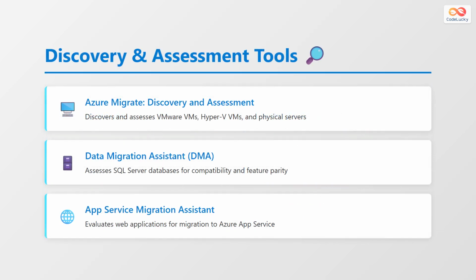Azure Migrate offers 3 primary discovery and assessment tools. Azure Migrate Discovery and Assessment discovers and assesses VMware virtual machines, Hyper-V virtual machines, and physical servers in your environment. The Data Migration Assistant, or DMA, evaluates your SQL Server databases for compatibility issues and feature parity with Azure SQL offerings. The App Service Migration Assistant examines your web applications to determine their suitability for migration to Azure App Service.